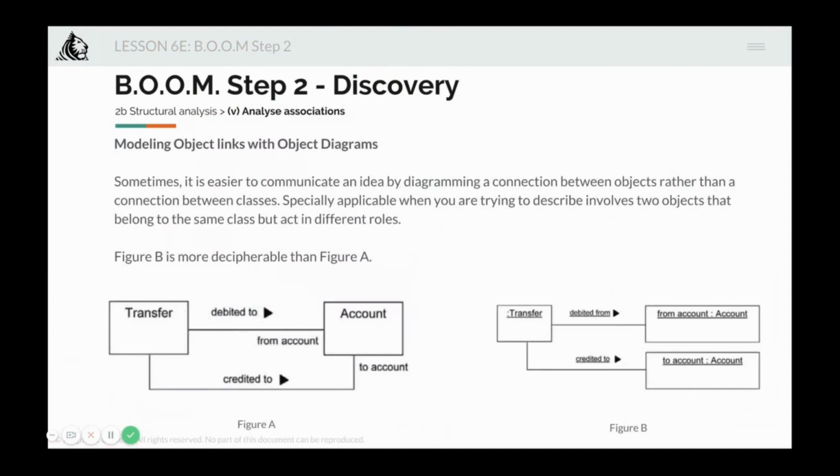right? And the relationship between the objects is referred to as a link, as opposed to an association which relates classes. So always remember that associations always relate classes and not objects, right? So I'll just repeat once again. Use an object diagram instead of a class diagram if the situation you are trying to describe involves two objects that belong to the same class but act in different roles.